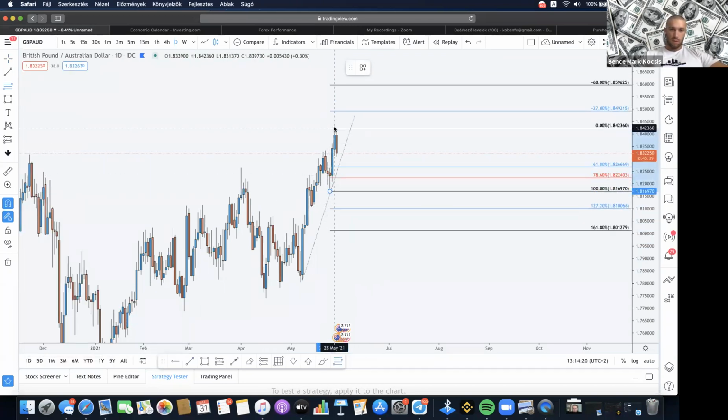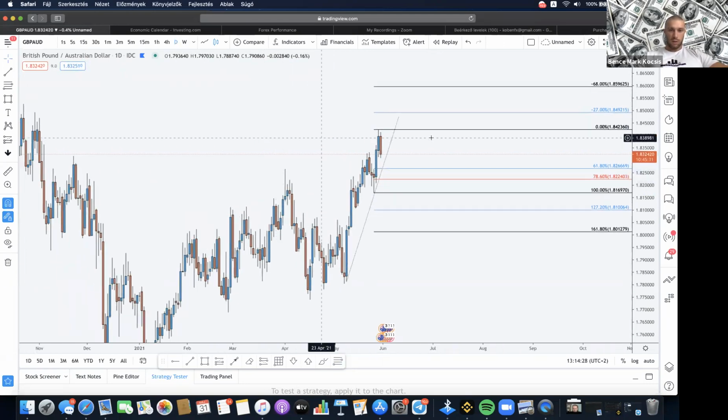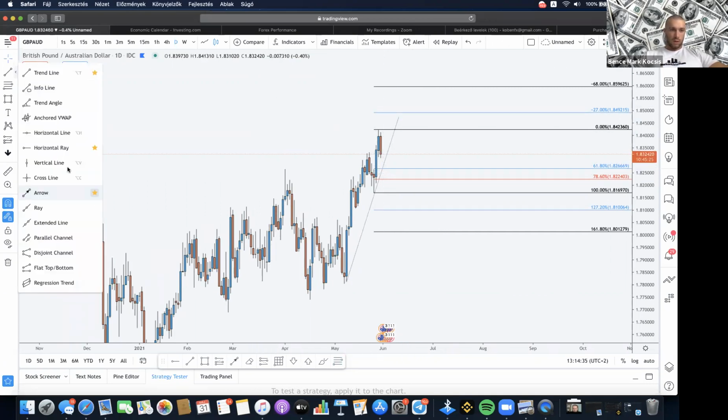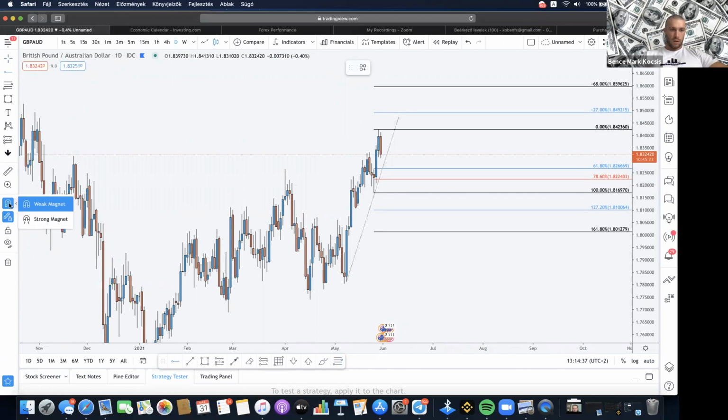If you go from low to high, you can see here is the 61.80, here is the 78.60. So probably the price is pushing to these two levels, and after it will continue still higher. Let's make the marks on the important levels.